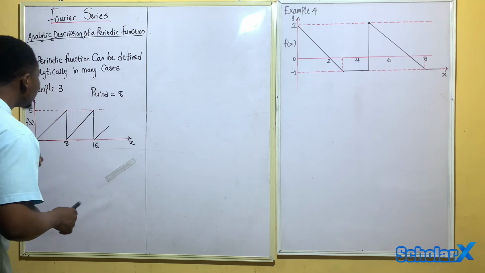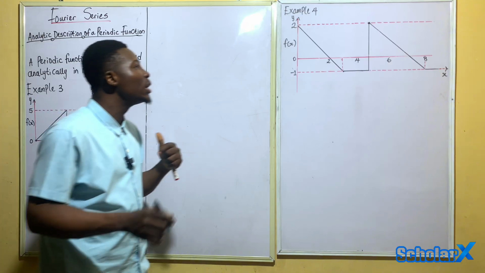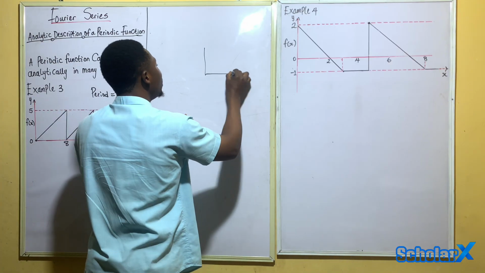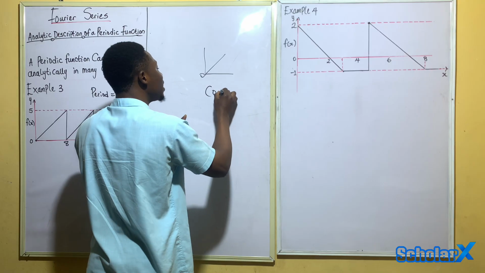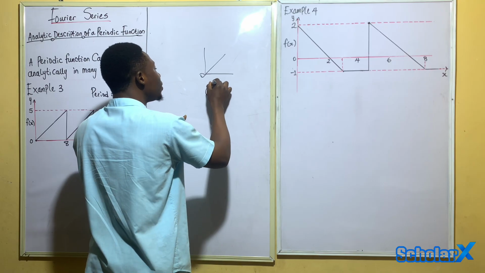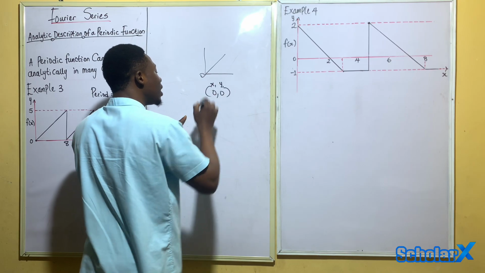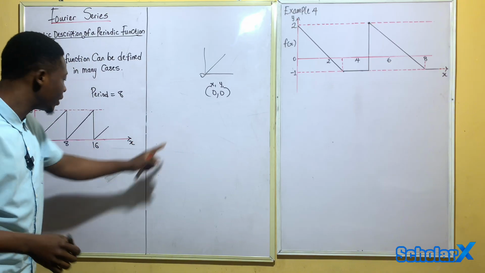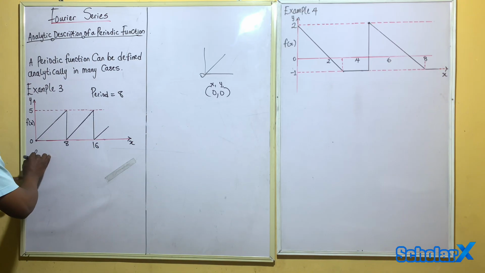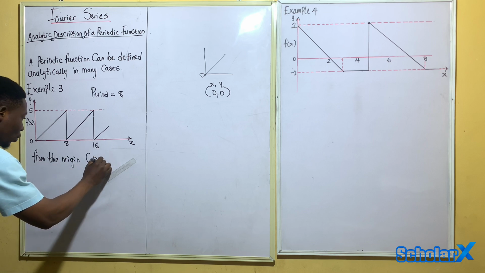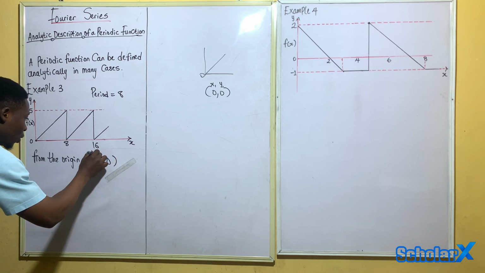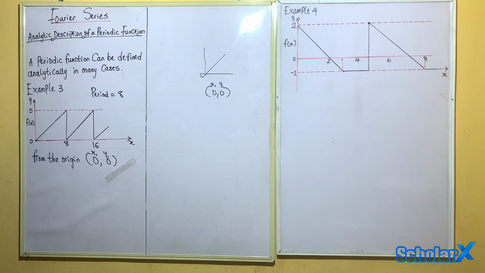Now, I told you in the previous video that when you're plotting a graph and the straight line starts from the 0 mark, it means the graph has started from the origin. So this automatically becomes x1, and this automatically becomes y1. So from the origin of this periodic function graph, we have 0, 0. And of course, this becomes our x1, this becomes our y1.